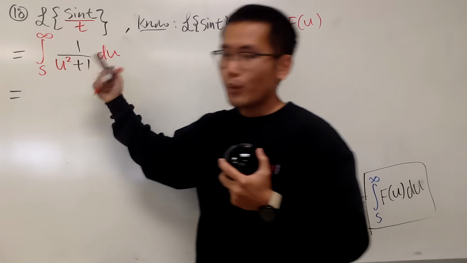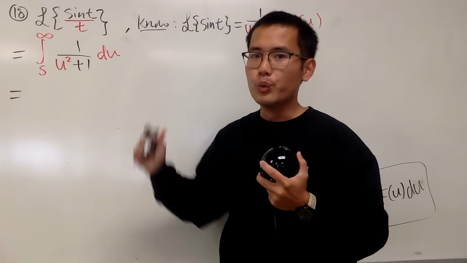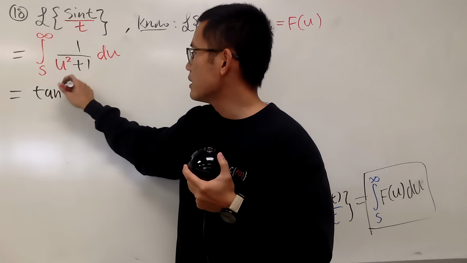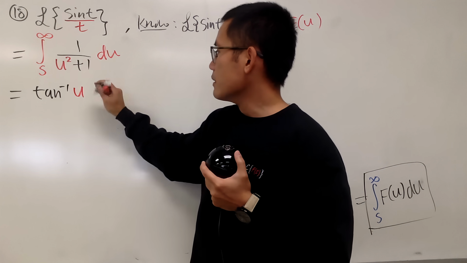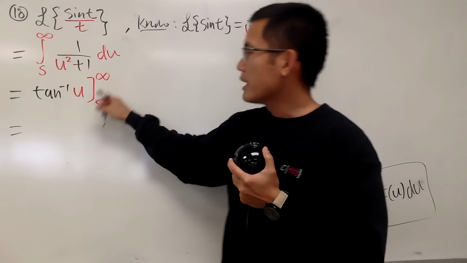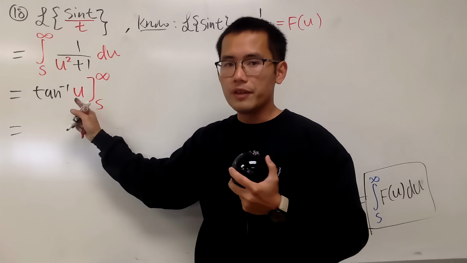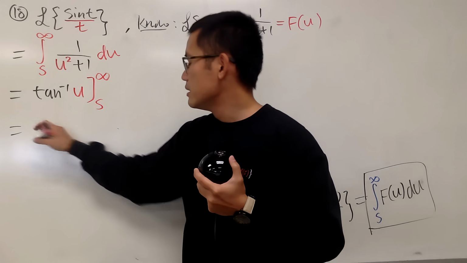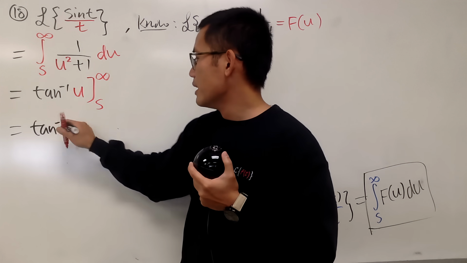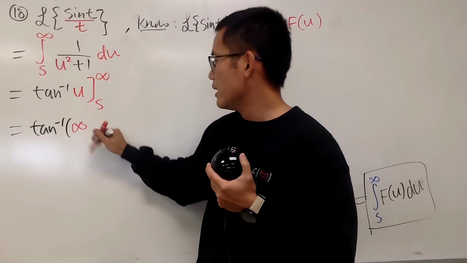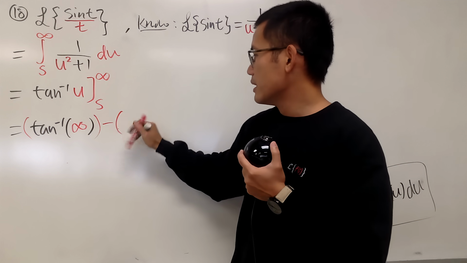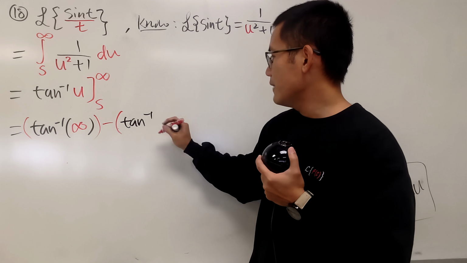All right. So what's the integral of 1 over u squared plus 1 in the u world? Inverse tangent. So for this, we just have the inverse tangent of u. And then we plug in s and then infinity, all that stuff. Inverse tangent of infinity is precisely pi over 2. Let me just write down everything for you guys. Inverse tangent of infinity, and then minus inverse tangent of s.